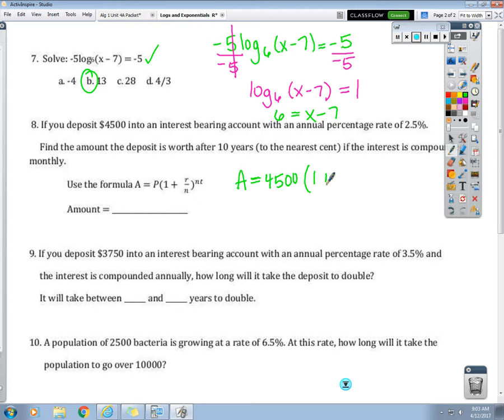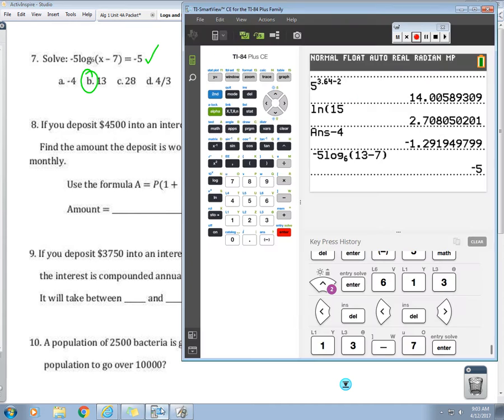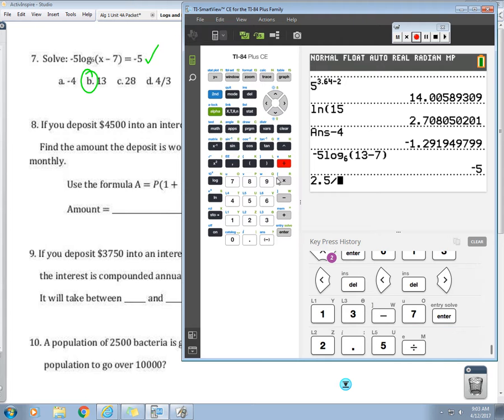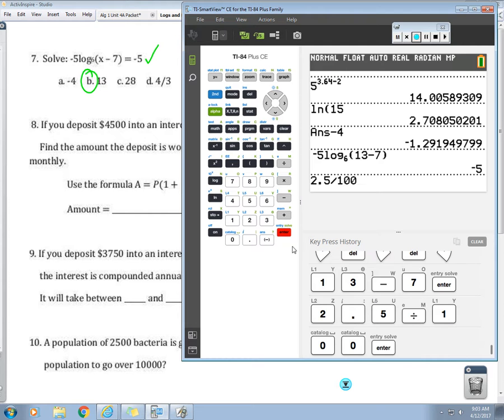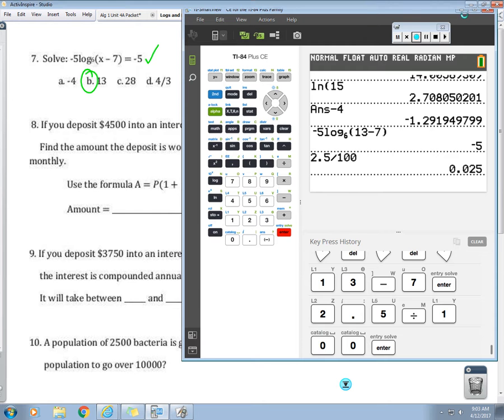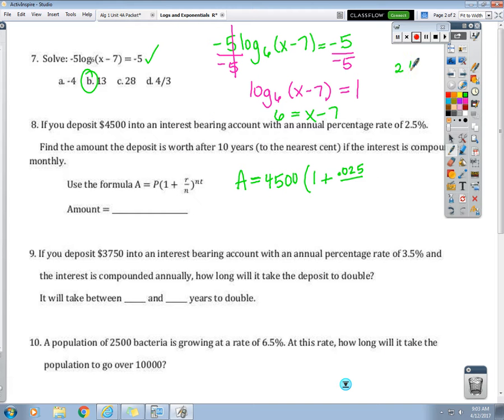And then they tell you to use 1 plus R divided by N. Well, what's your R going to be? 0.025. Remember, if you're having trouble figuring out the decimal for the percentage, what can you do? Right, divide 2.5 divided by 100. 0.025. Okay? Also, just keep this in mind. Like if it said 2%, I'm pretty sure all of you would know that's 0.02. So 2.5% is just 0.025.